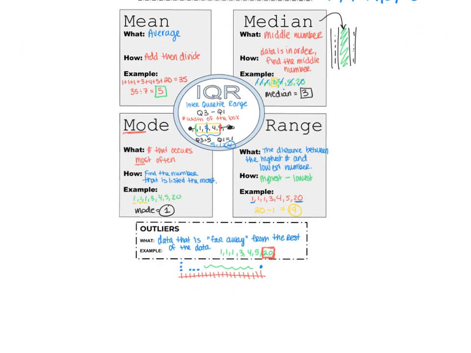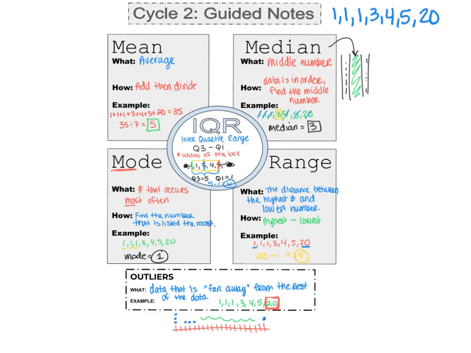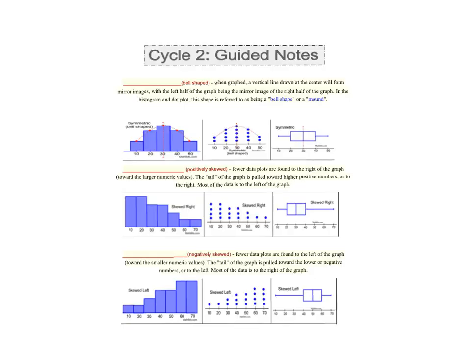So hopefully you guys understand those 6 measures that you can find when you're given a data set. The next thing we're going to talk about, and this again is pretty easy, it's just 3 fill in the blanks. We're talking about the shape of data. So if you plot data on a histogram or a dot plot or a box plot, you should be able to look at it and say, okay, that's symmetric, or it's right skewed, or it's left skewed.